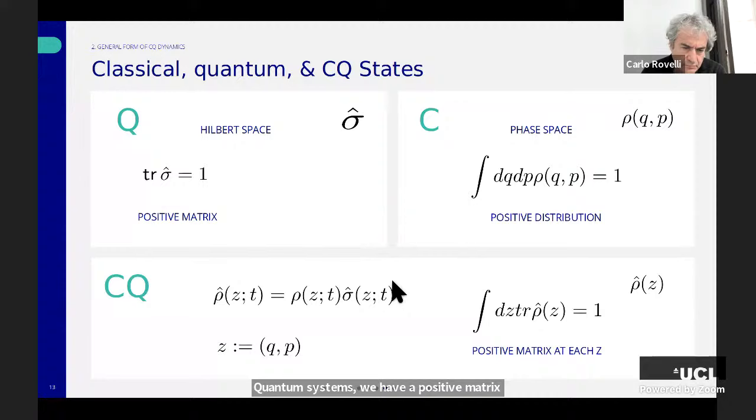And now the classical quantum state has a Z. I'm using Z to represent phase space. We have the probability density of living at a point in phase space and a density matrix, sigma hat, which depends on that point in phase space. And if I now integrate over phase space and take the trace of this CQ state, then that should be one. Just like classical mechanics and quantum mechanics, this thing has to be positive and normalized.